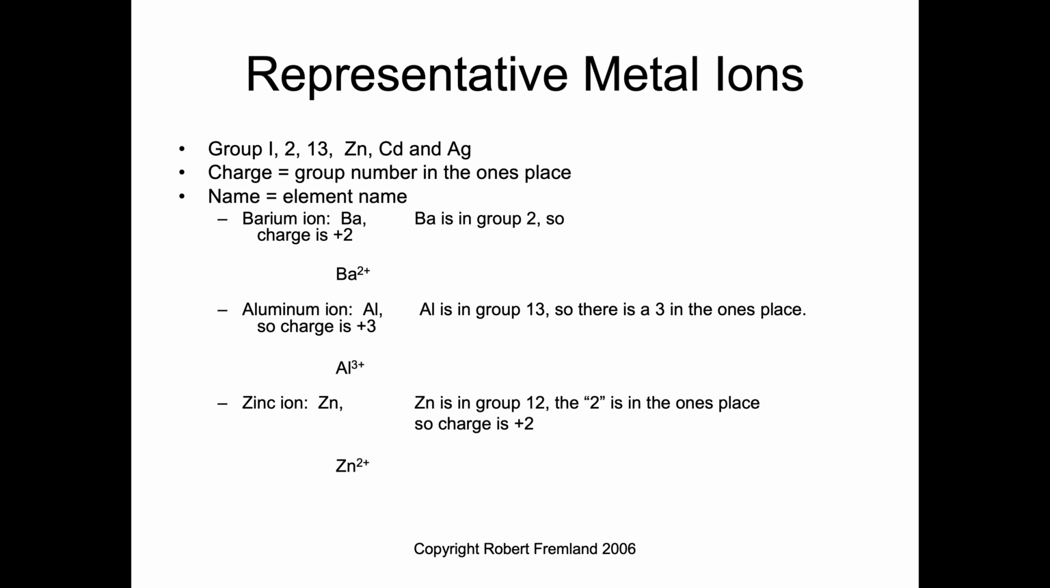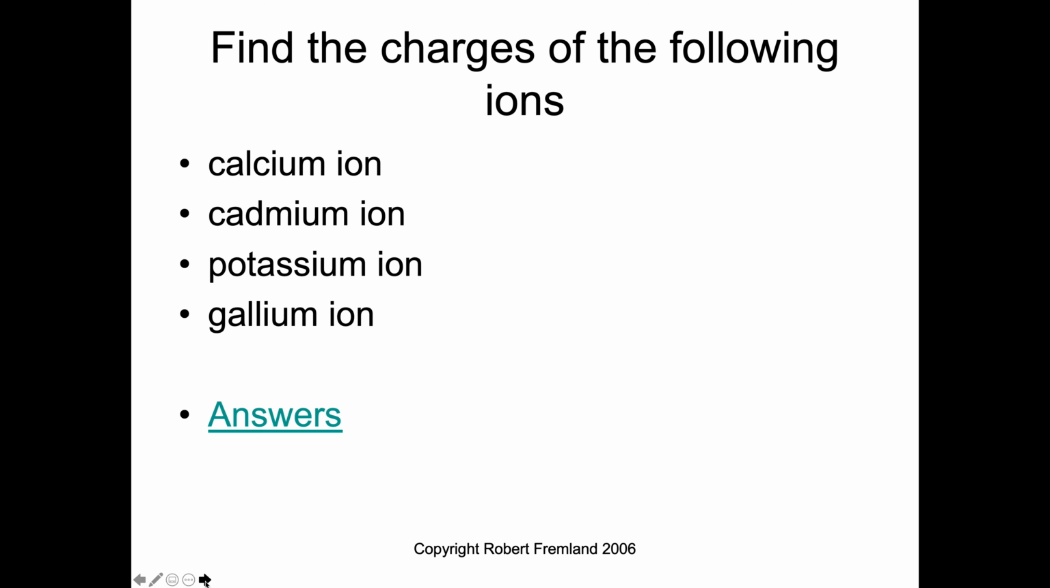Aluminum ion, right? Aluminum is in group 13, so if you look at the number 13, 3 is in the ones place, so the charge is +3. Okay, zinc ion, zinc is in group 12, so the 2 is in the ones place, so it's a +2. All right, so you can give these a go. Feel free to hit pause.